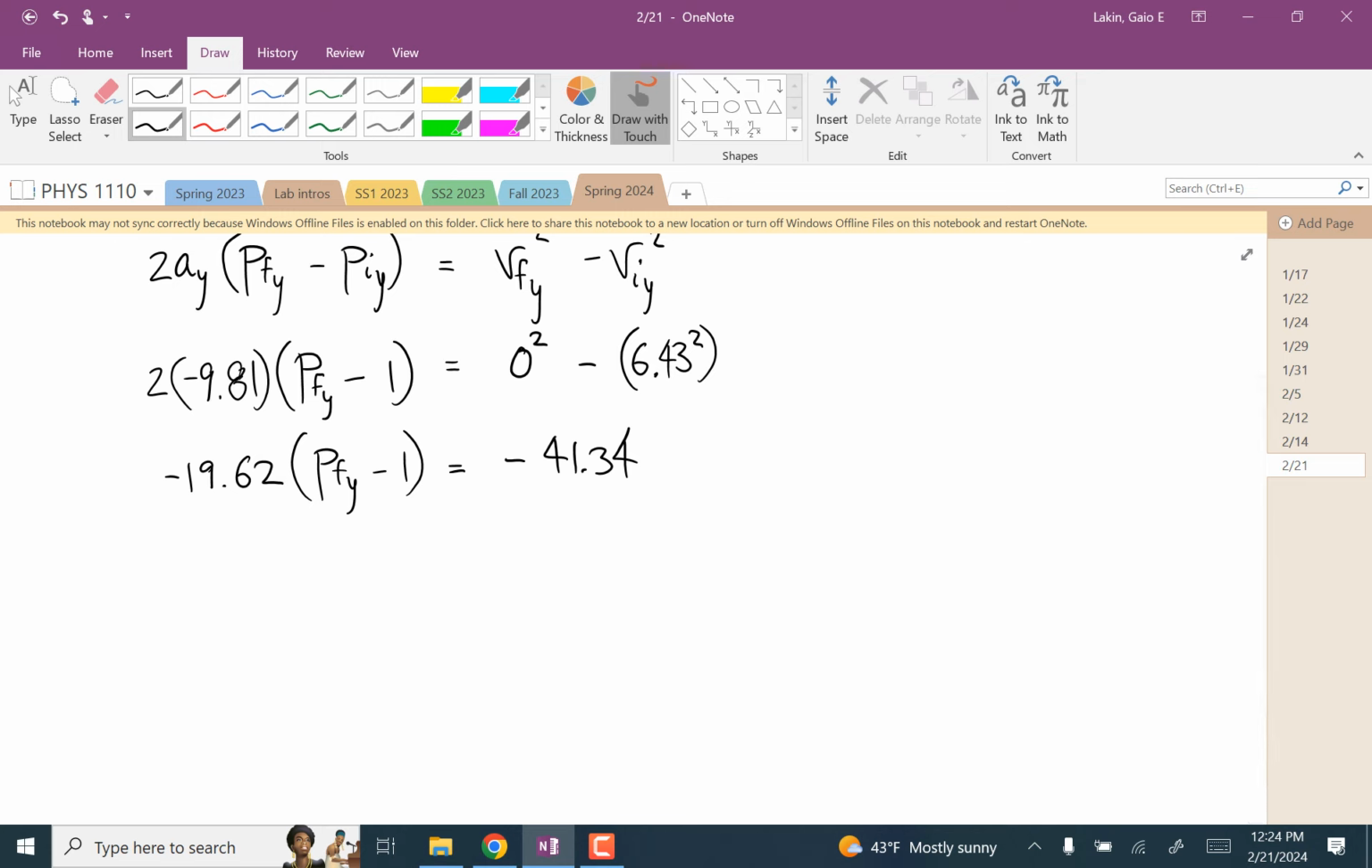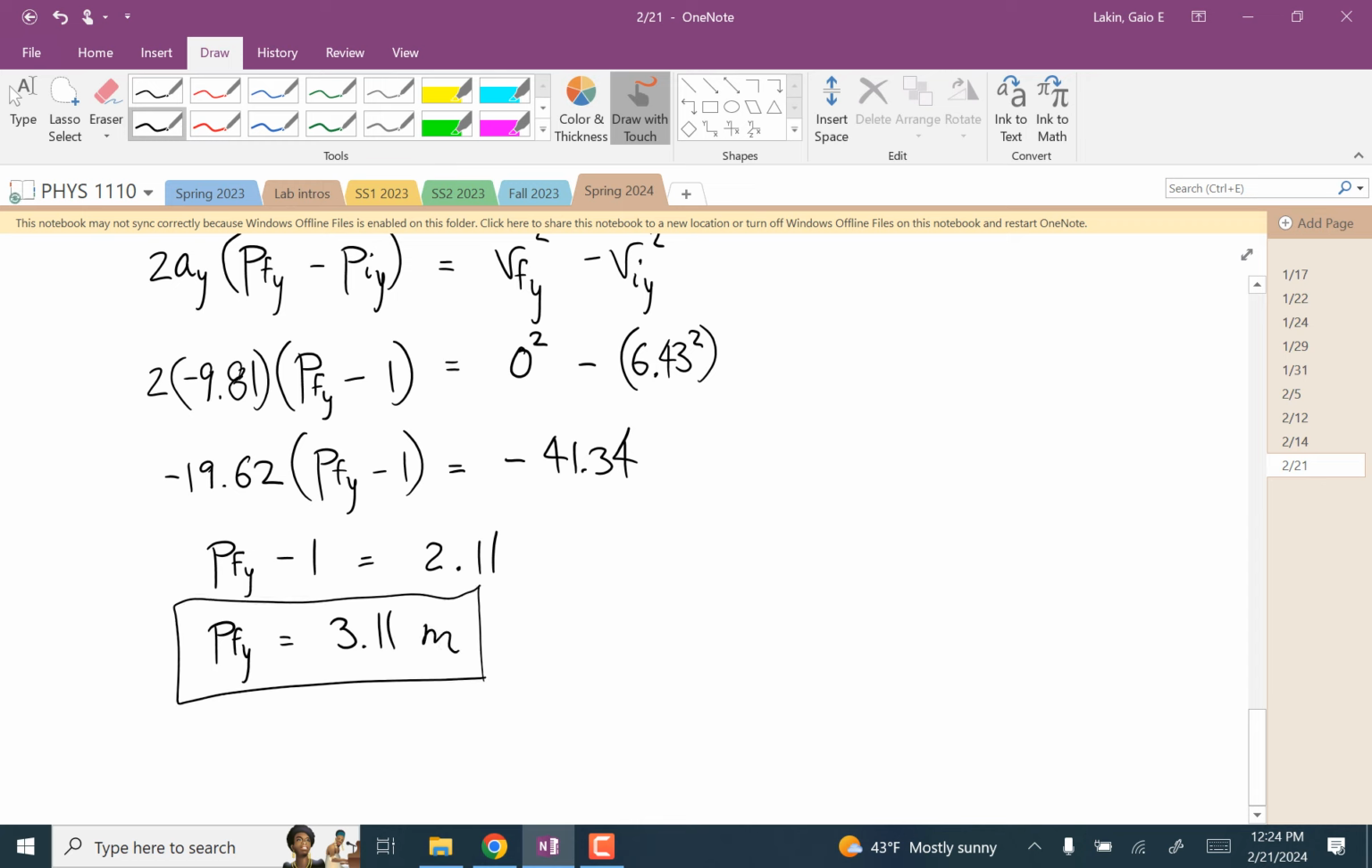Divide both sides by negative 19.62, and you get PFY minus 1 is equal to 2.11. Now add 1 to both sides, and you get PFY is equal to 3.11 meters. Okay, so that's the height off the ground when it reaches the highest point. But we still haven't figured out how far it's gone in X, and we have to do that.